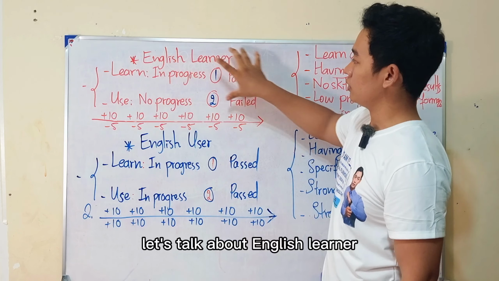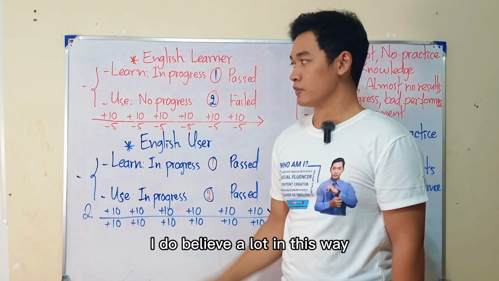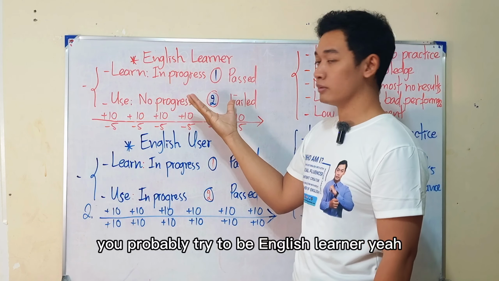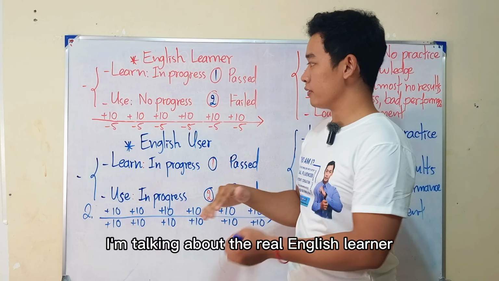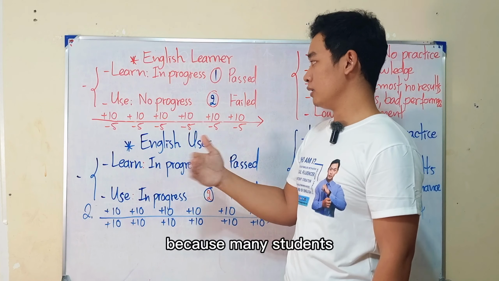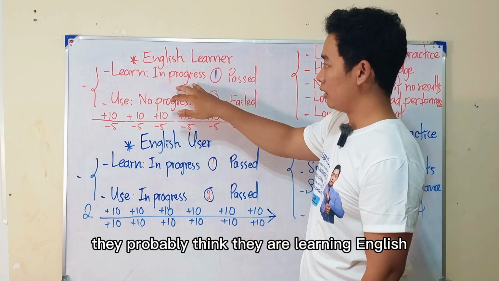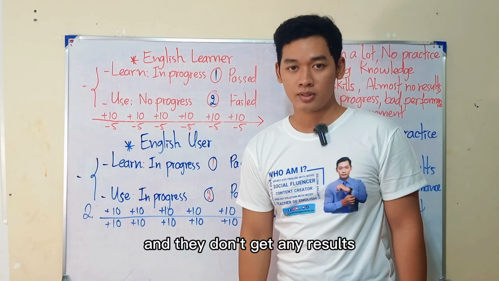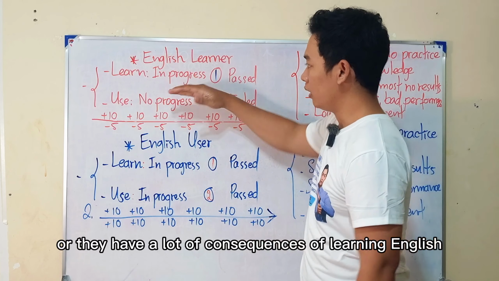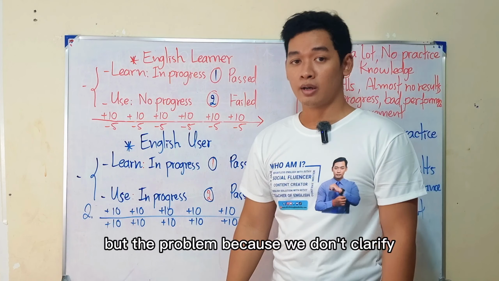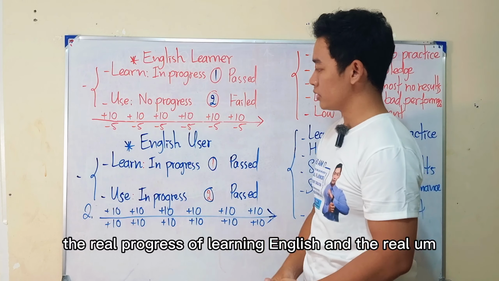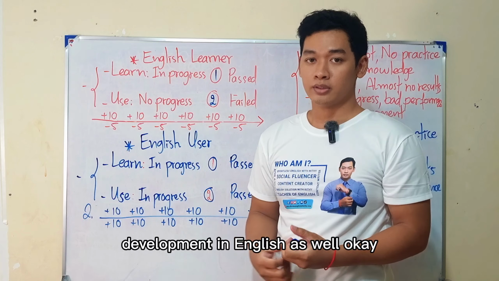First of all, let's talk about English learner. I do believe a lot in this way. If you come to study English for the first time, you probably try to be an English learner. In this term, I'm talking about the real English learner and the real English user. Many students think they are learning English and they don't get any results. They have a lot of trouble, or a lot of consequences of learning English. But the problem is that we don't clarify the difference, the real progress of learning English and the real development in English as well.